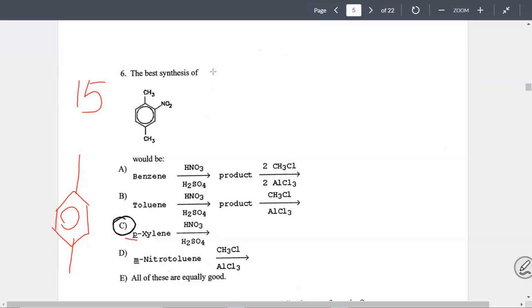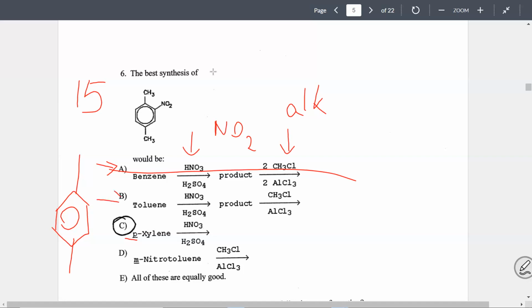Exactly. Now, let's go through each of the answer choices. Option A, we start with a benzene and then we do what kind of reaction? Nitration. Okay. We have a nitration, meaning that we add what kind of group? NO2, that it's a deactivator. Okay. And then we're trying to do what kind of reaction? Alkylation. Now, is it going to happen? No. Exactly. If it was a halogen, then we could work around it.